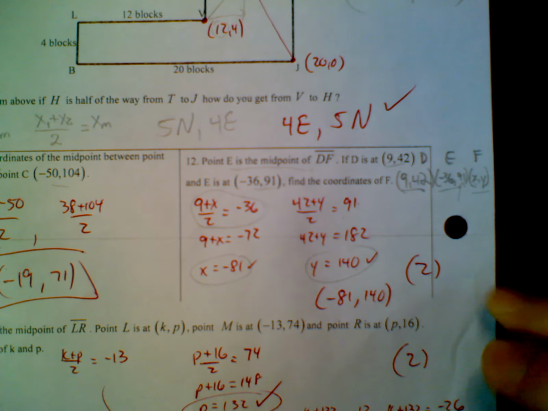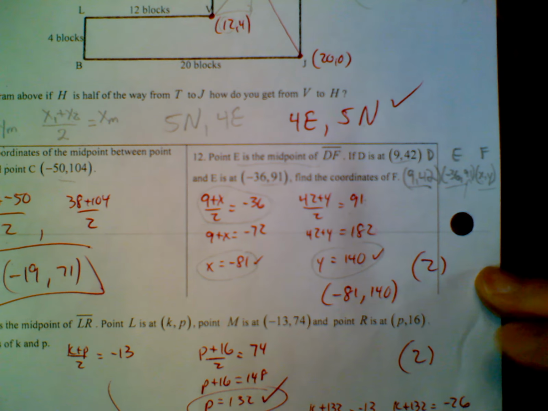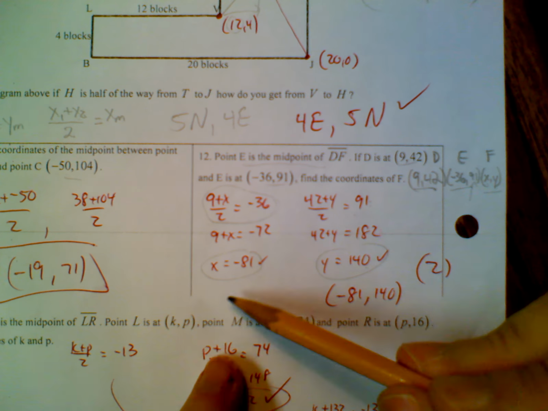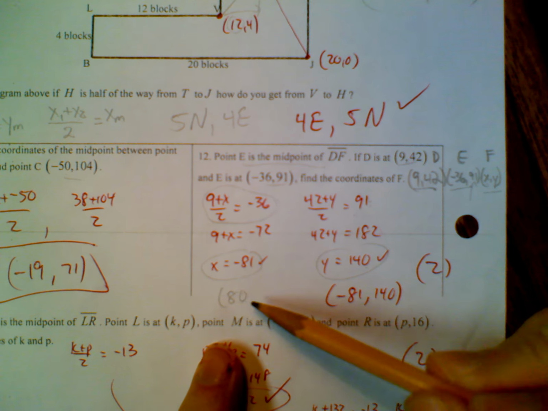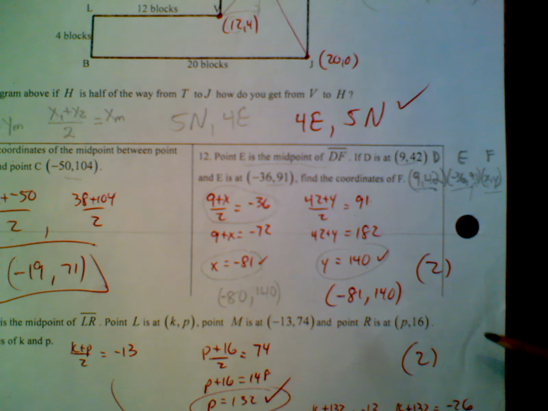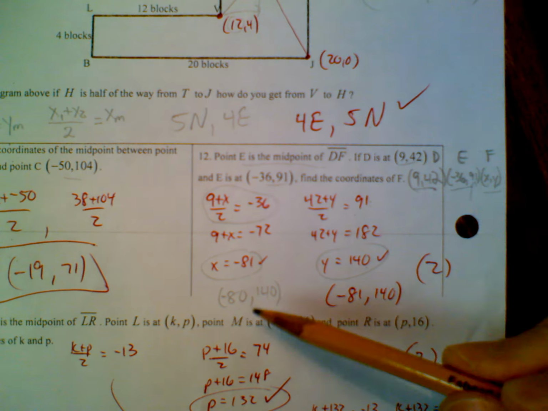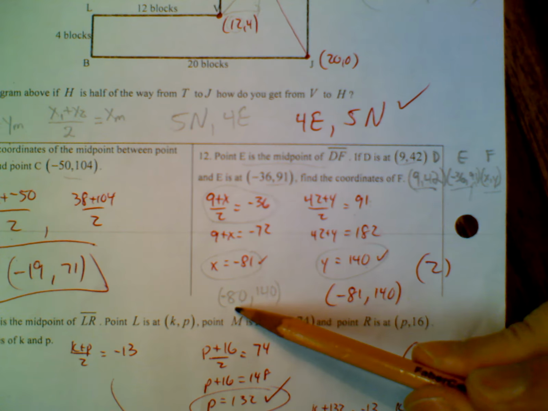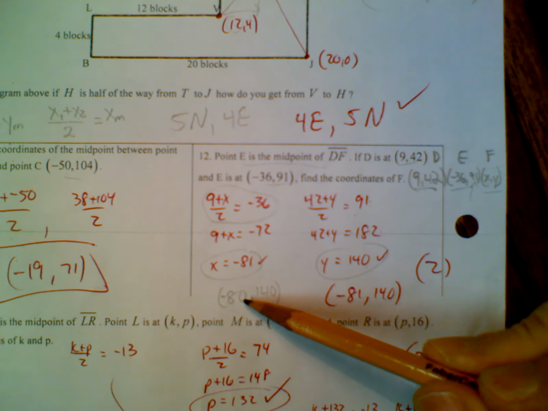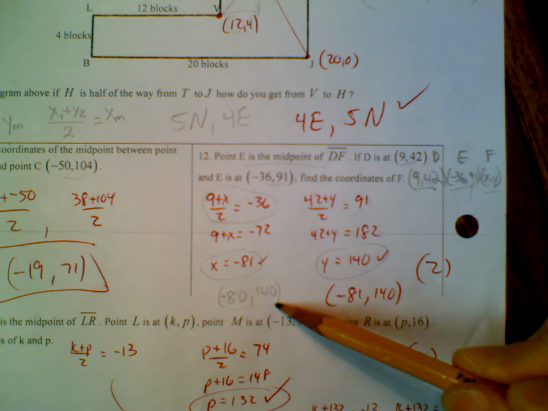Okay. I have to say right now, there were quite a few people who were coming up with this answer, 80, negative 80, positive 140. That's so close to being the correct answer. The y coordinate is right. The x coordinate is off by 1. Here's the problem I had with just about everybody. I think every last person who came up with this answer.